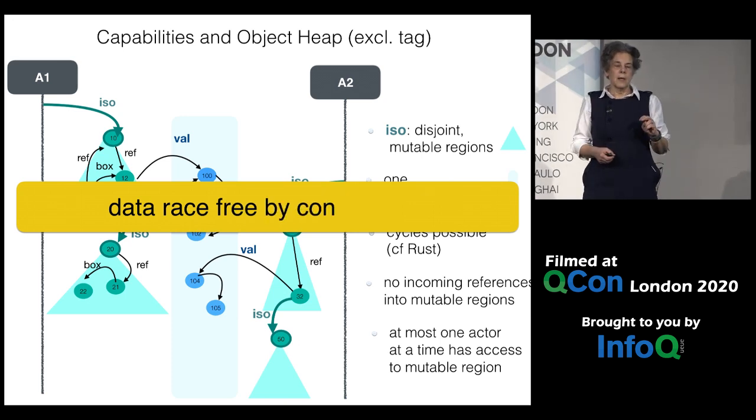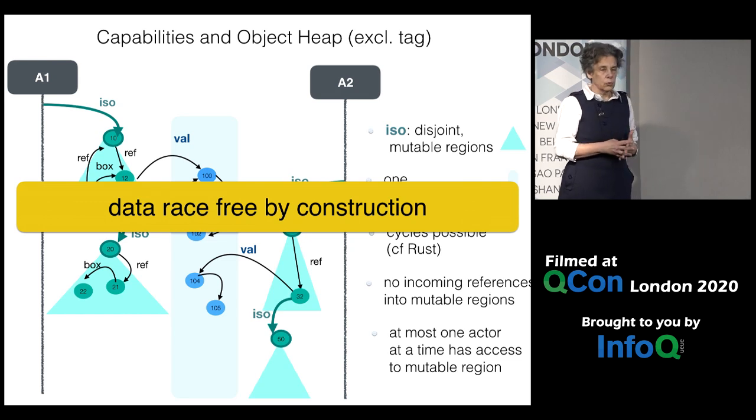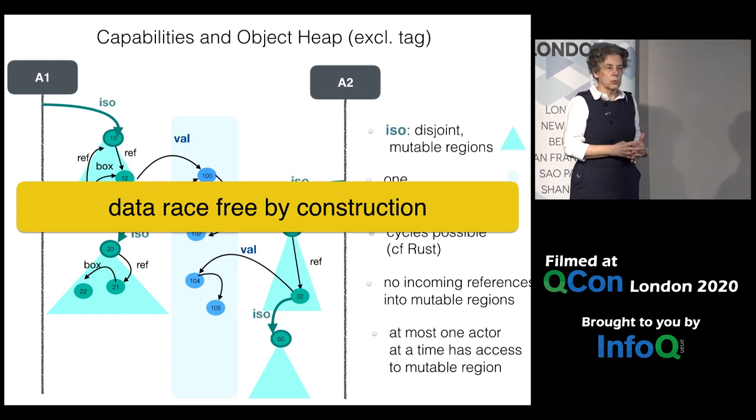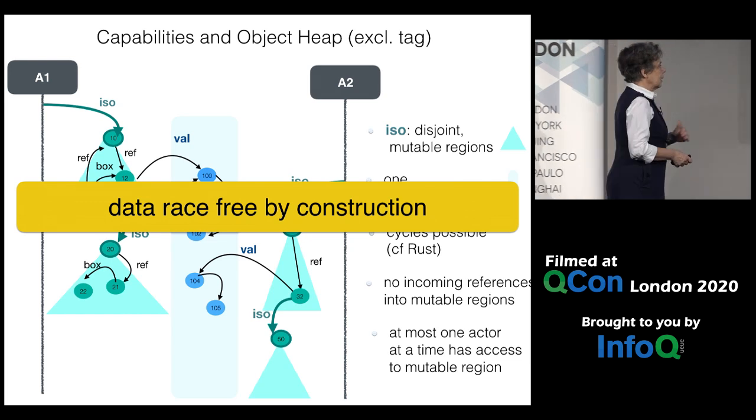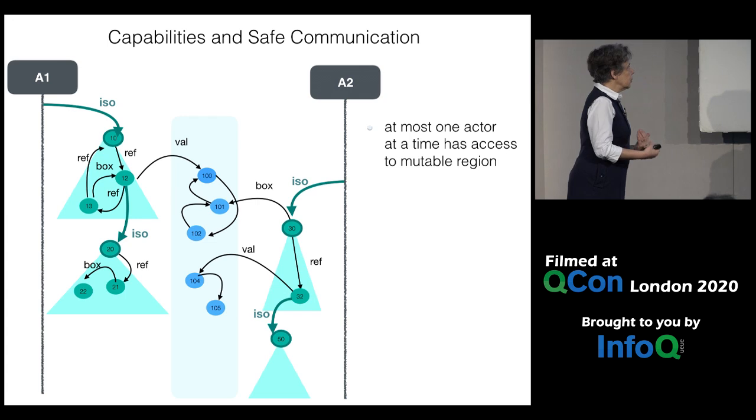The type system makes sure that we don't have any data races, and we don't need to lock, we don't need barriers, we don't need anything. The type system does it all for us. Now, how do we do communication?